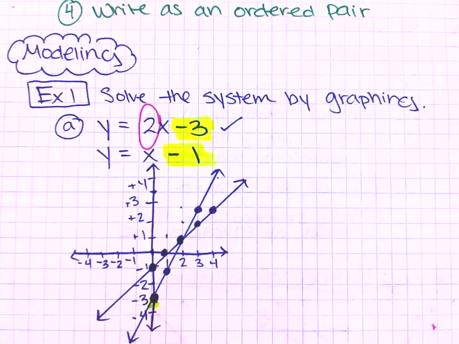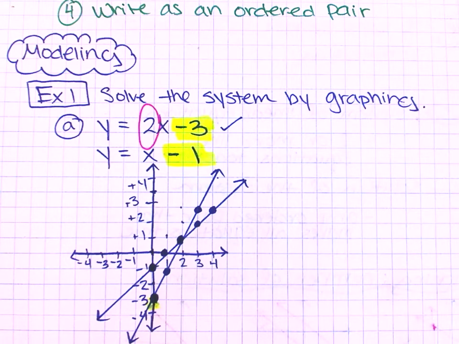Now looking back at our notes, remember we drew 3 types of graphs. Is this going to be a graph that has infinitely many solutions? No, they're not one line on top of the other. Is it going to be a graph with no solution? No, because they're not parallel. So how many solutions does it have? 1 solution.